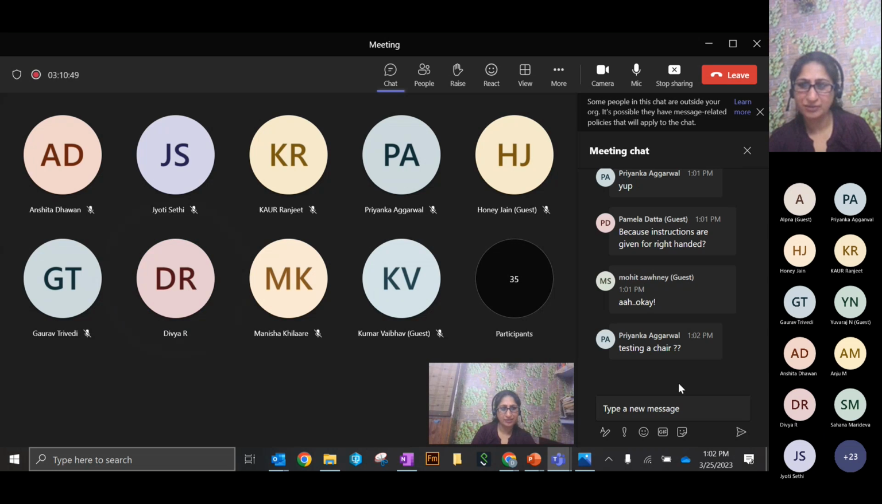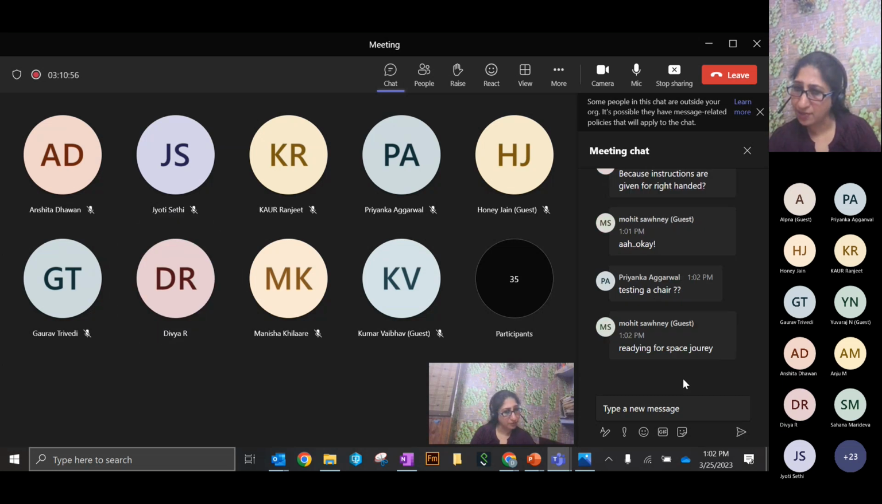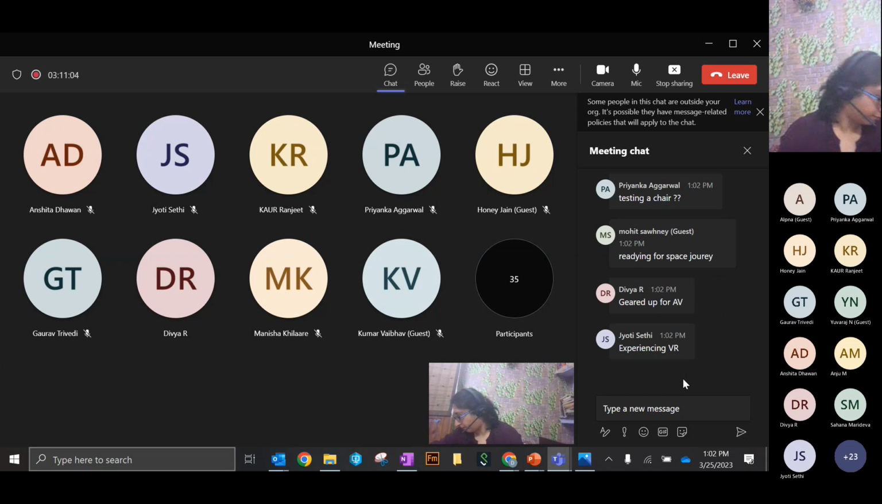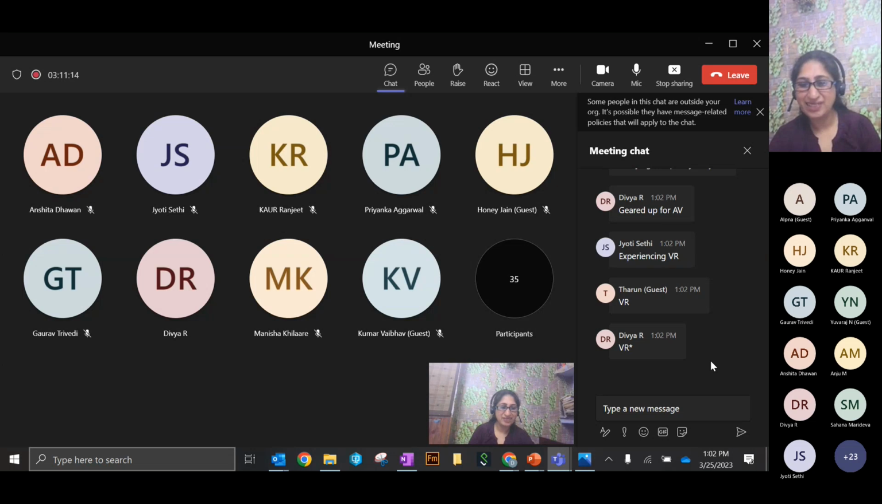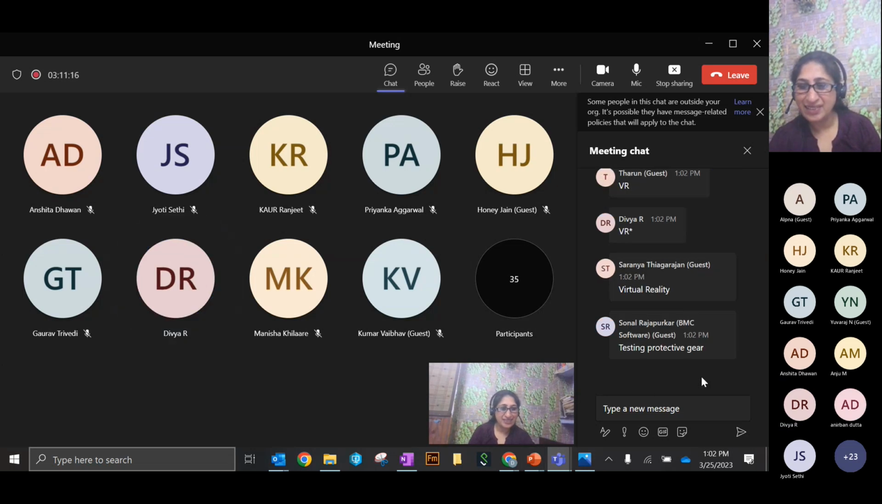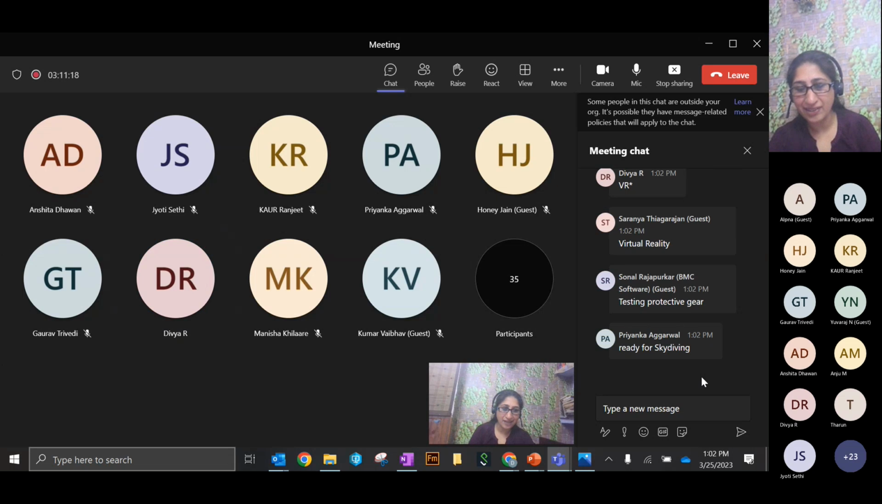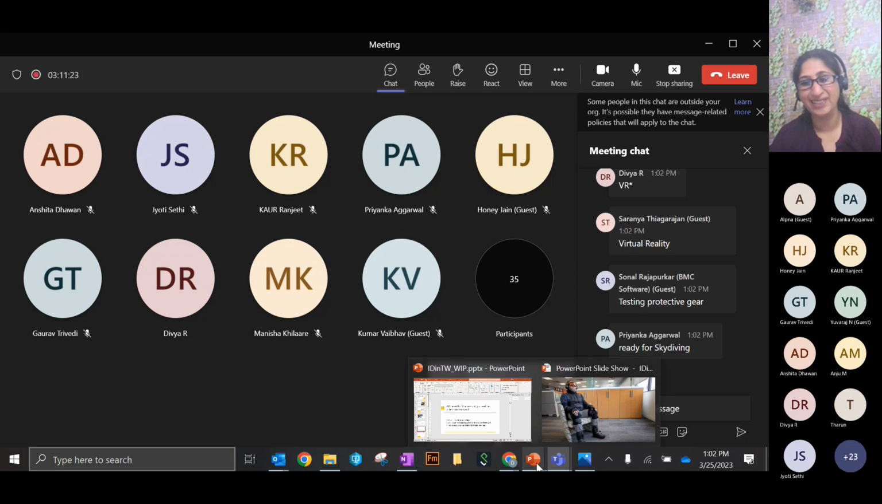Okay, keep them coming. What else do you think this guy was doing? Do you want me to show you the picture again? Or did you get a chance to see it well enough? Ready for a space journey? Well, could be the kind of suits that this guy is wearing. Experiencing VR, yes, with the kind of glasses that this guy has. Testing protective gear, ready for skydiving. Yes, pretty adventurous activities that possibly this guy is getting into, right?